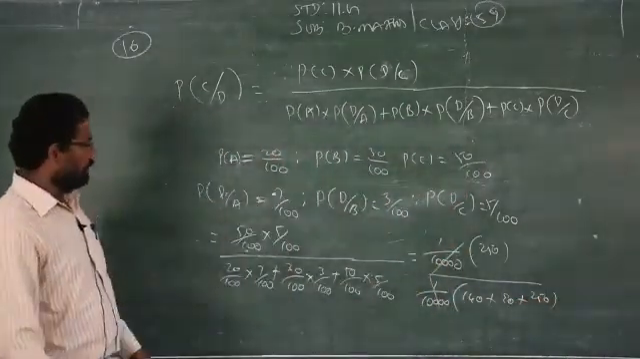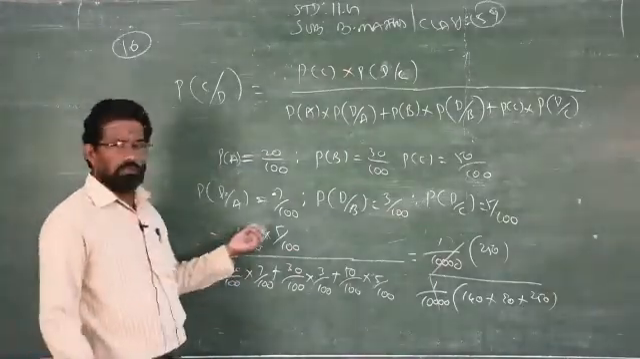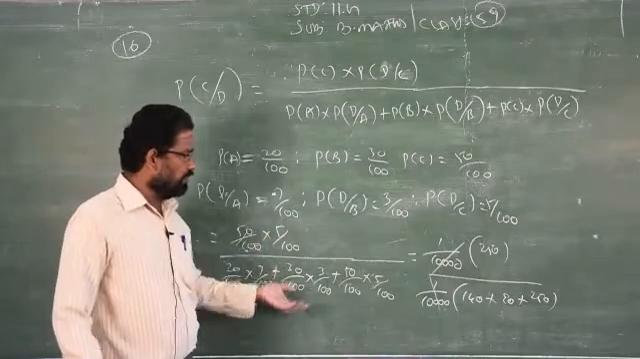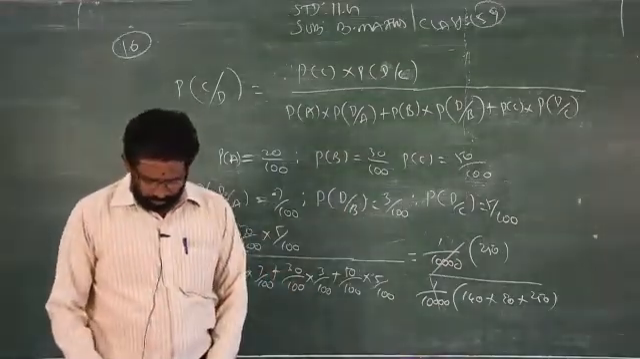That is the way of simplification manually. You are allowed to use calculator, so you just have to use the calculator and simplify, you will get the answer. Clear? So this is the sum number 16.